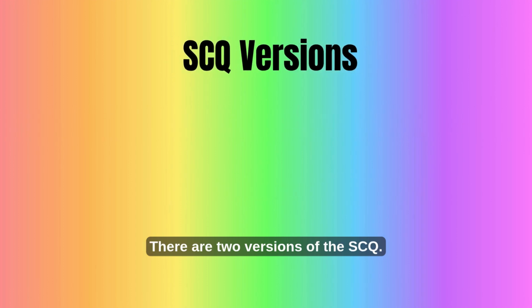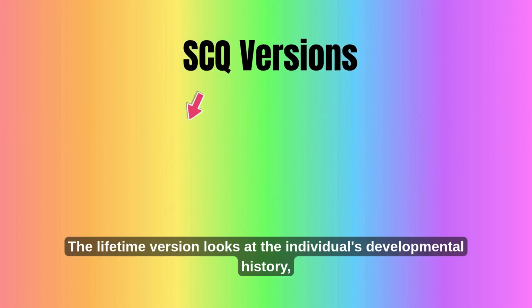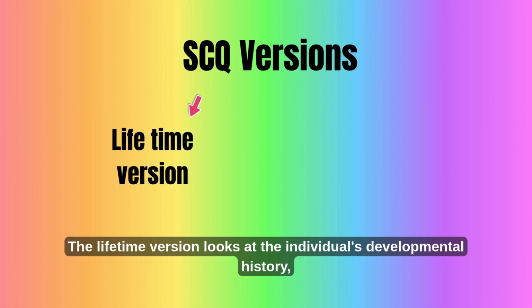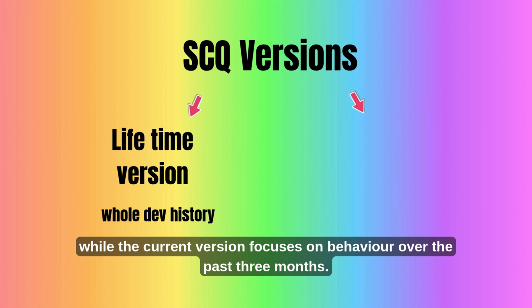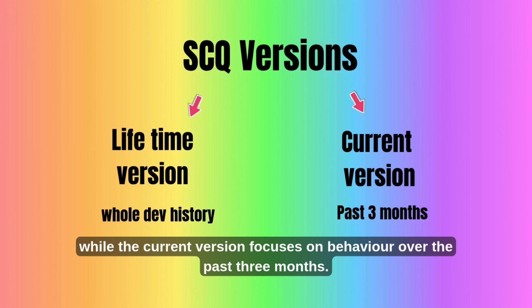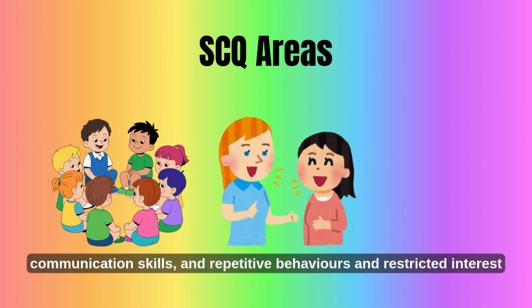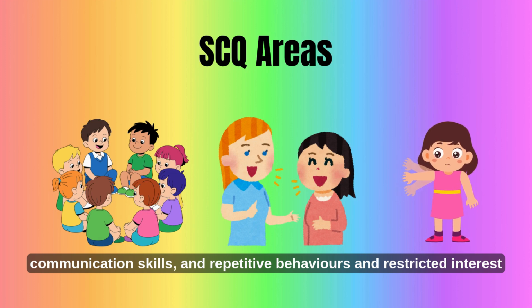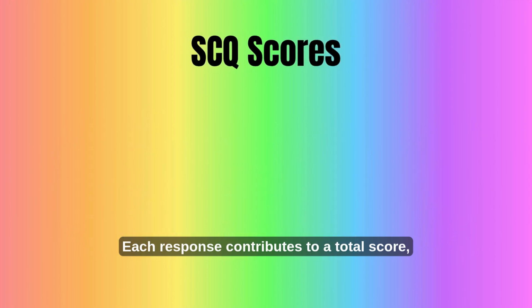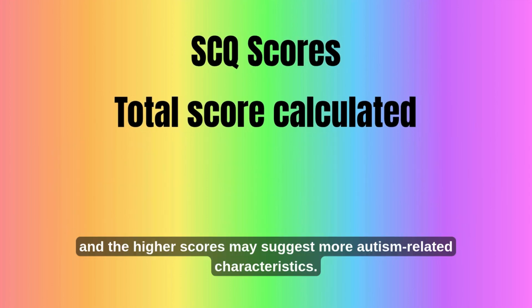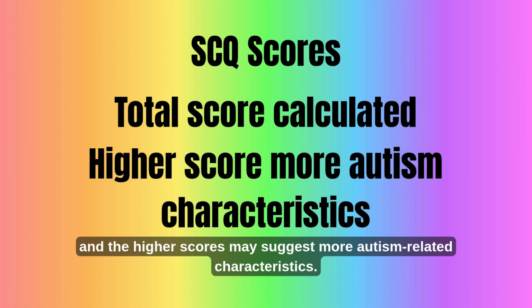There are two versions of the SCQ. The lifetime version looks at the individual's developmental history, while the current version focuses on behavior over the past 3 months. The questionnaire looks at 3 main areas, which are social interactions, communication skills, and repetitive behaviors and restricted interests. Each response contributes to a total score, and higher scores may suggest more autism-related characteristics.